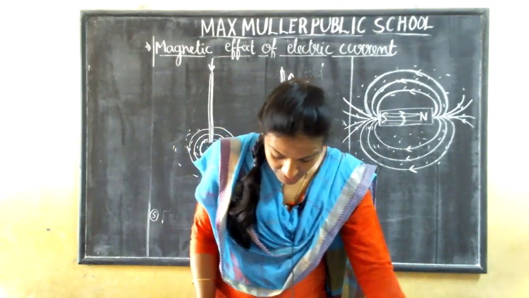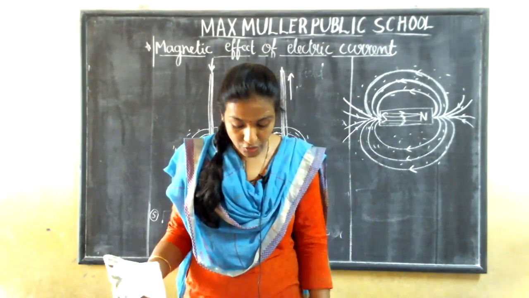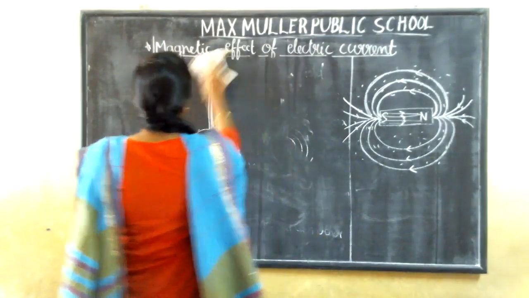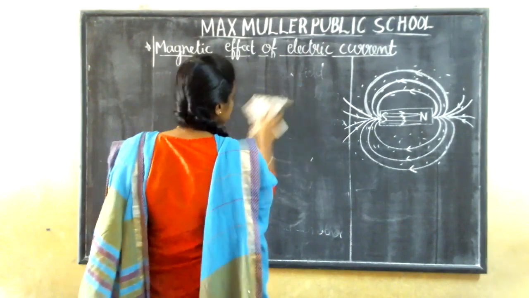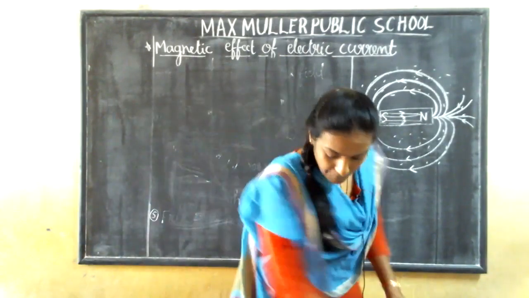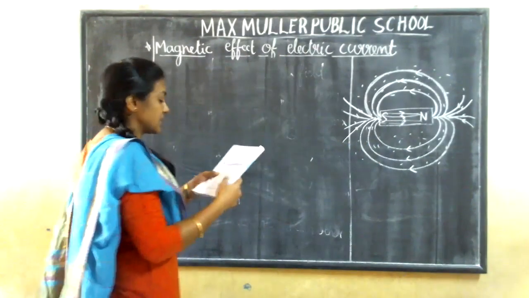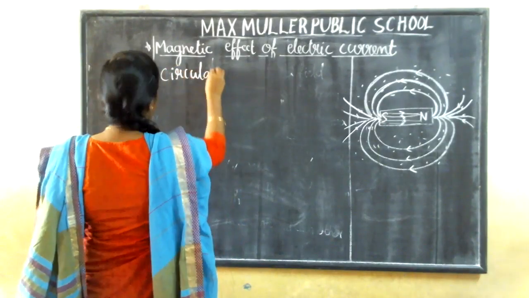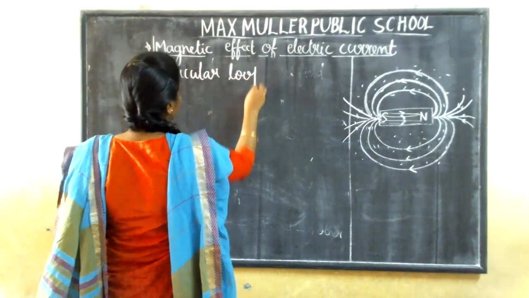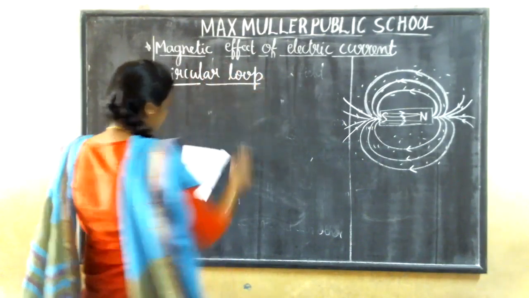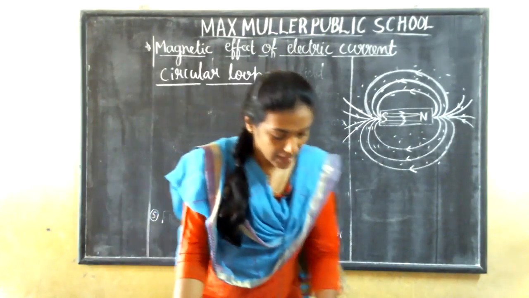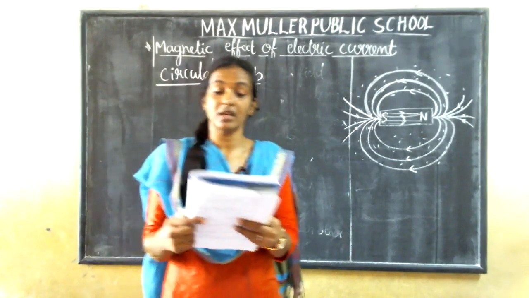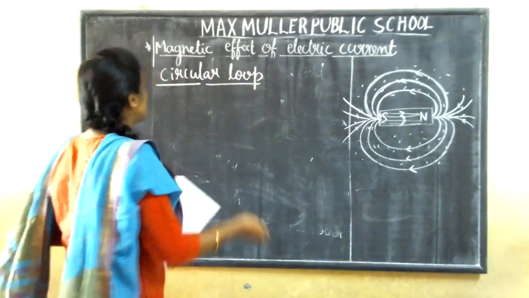And next comes the magnetic field due to current through a circular loop. This is very interesting. Let us see what happens here. If you show this experimentally, this is very easy, guys. You can understand it very easily, but just try to understand here.